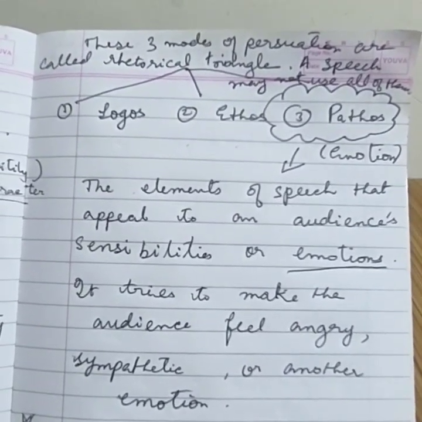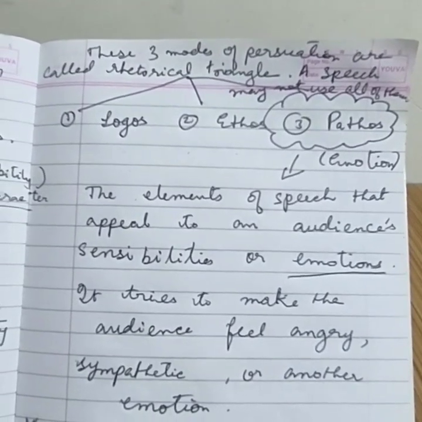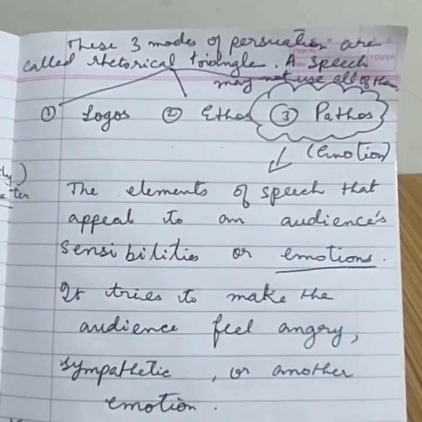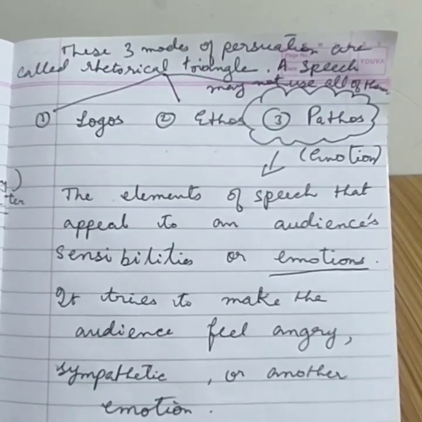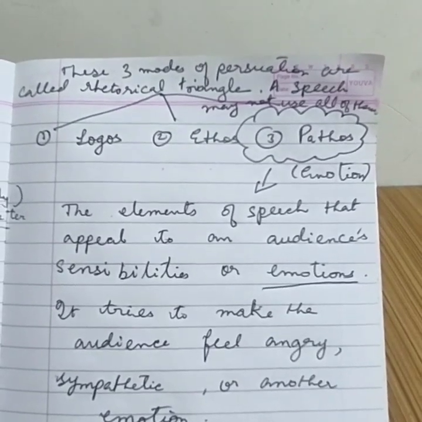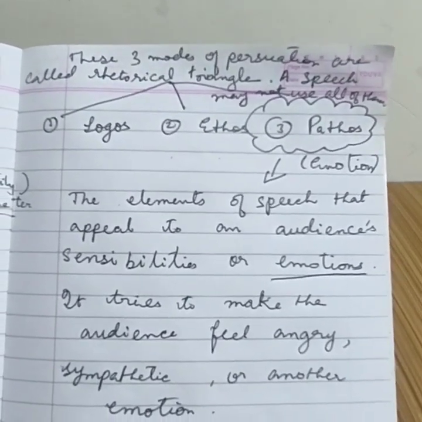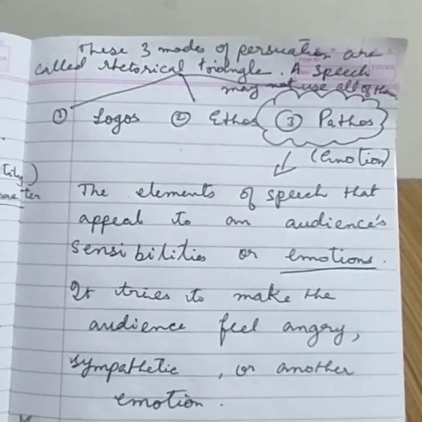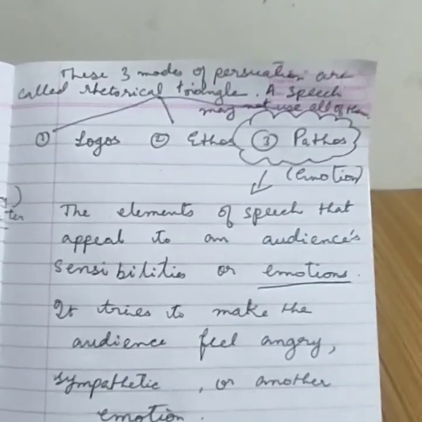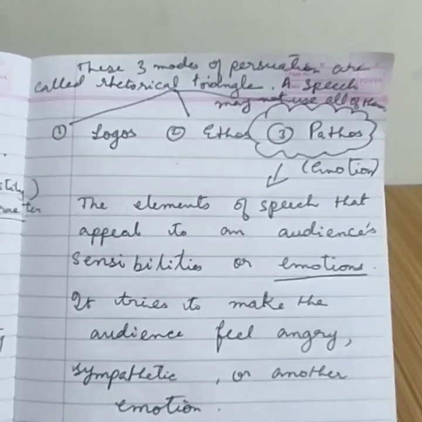So it creates an emotional bond with the listener. So this is also the third part of the three rhetorical components, which is called rhetorical triangle also. Now, a particular speech may not have all the three components together, but according to Aristotle, logos, ethos, and pathos, these are part of effective rhetoric.